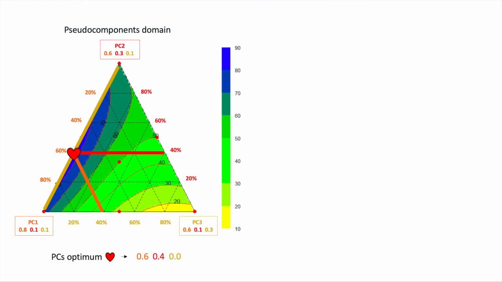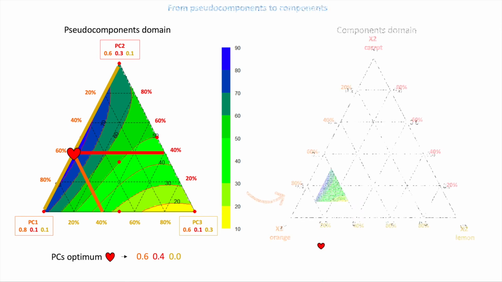At this point, in summary, thanks to the experimental design, we got our optimal coordinates within the pseudocomponents domain. And now we have to convert them to the actual values of the components. Basically how much orange, carrot and lemon juice is needed. So again here we have our domain. And now let's see in the actual components domain.